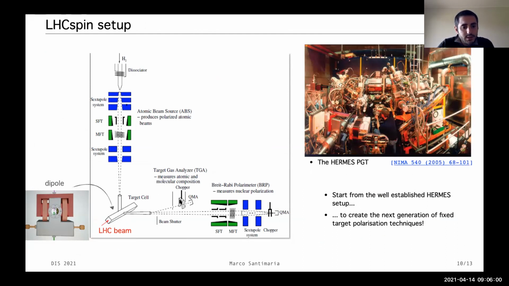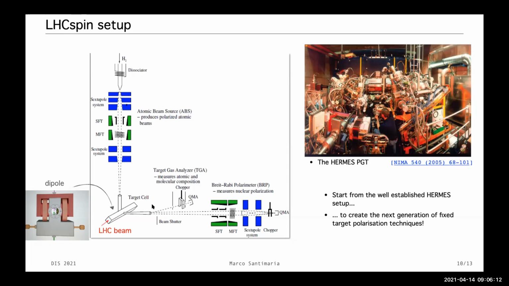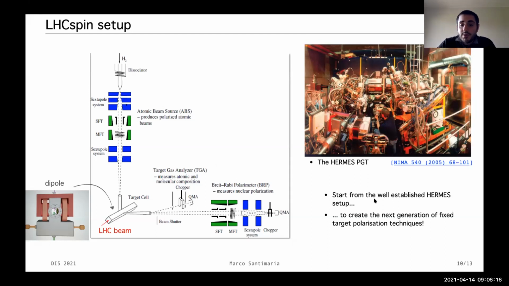So that is made up of a target gas analyzer, or TGA, to measure the atomic and molecular fractions, and BRP, the bipolar polarimeter, to measure the nuclear polarization. You have 5 more minutes, Marco. Okay, thanks. So this will be our starting point.